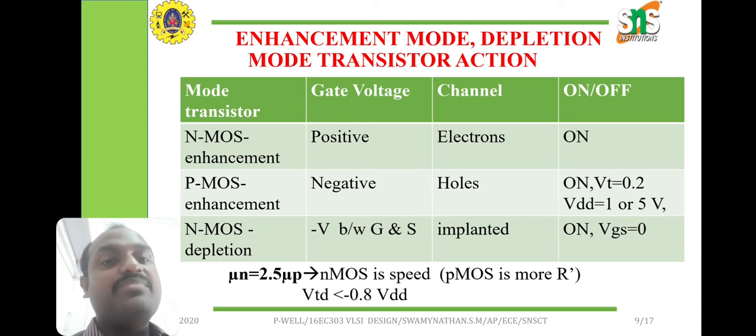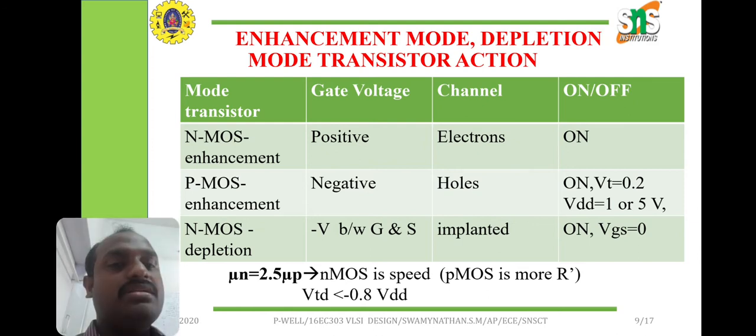Next we go for NMOS depletion. So here NMOS depletion. Depletion means, as we already discussed, negative voltage. So we are giving the negative voltage between the gate and source. The transistor is on when VGS is equal to 0. VGS is nothing but the gate to source voltage.